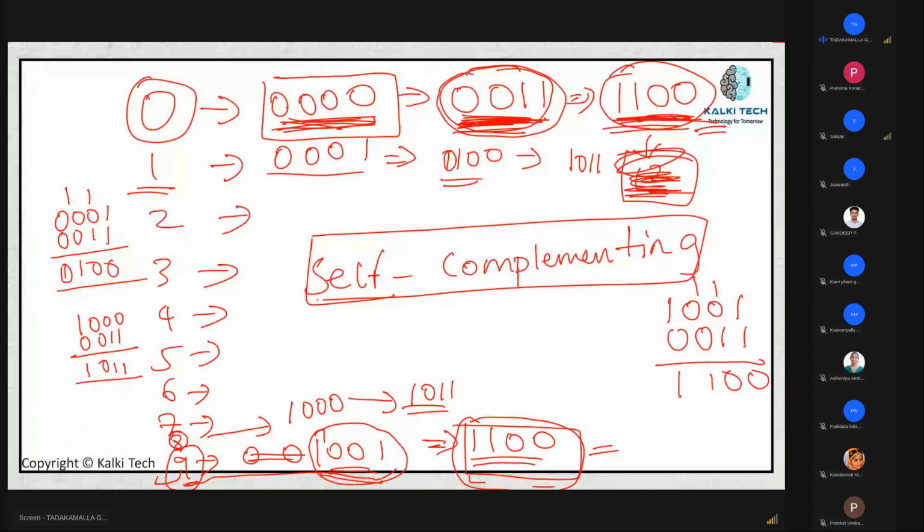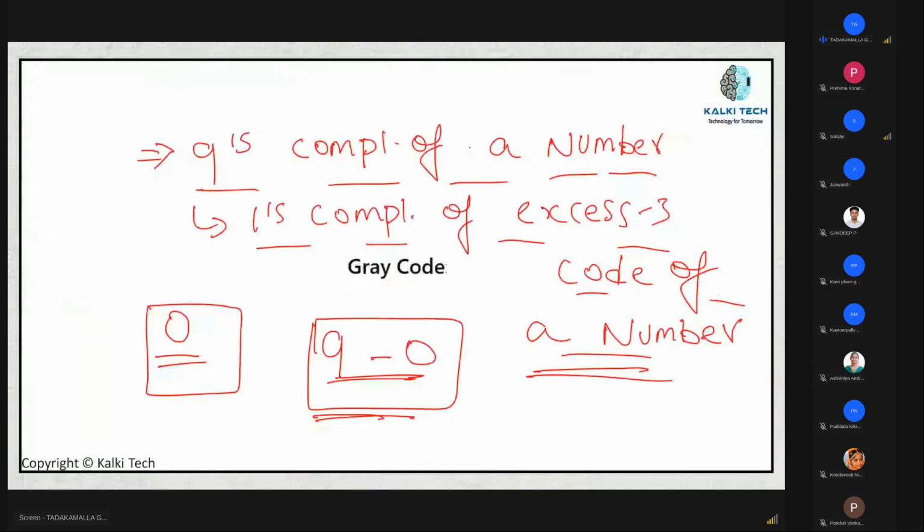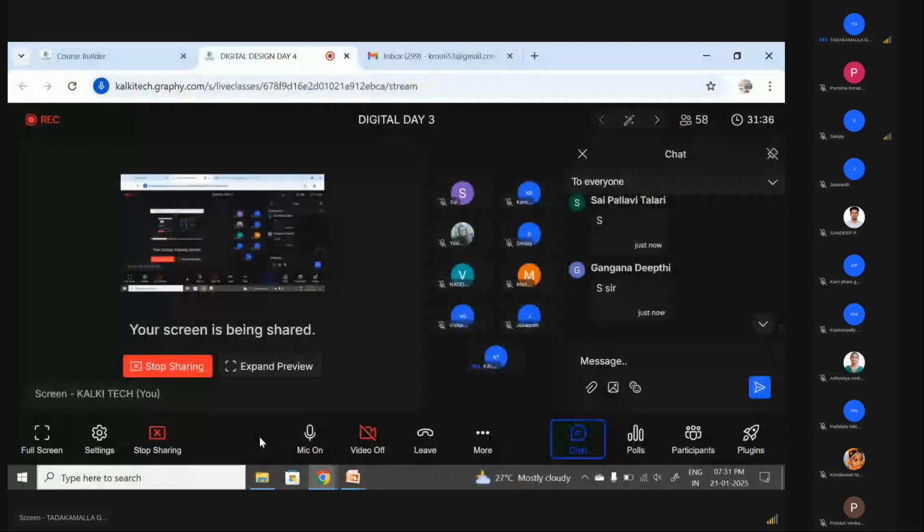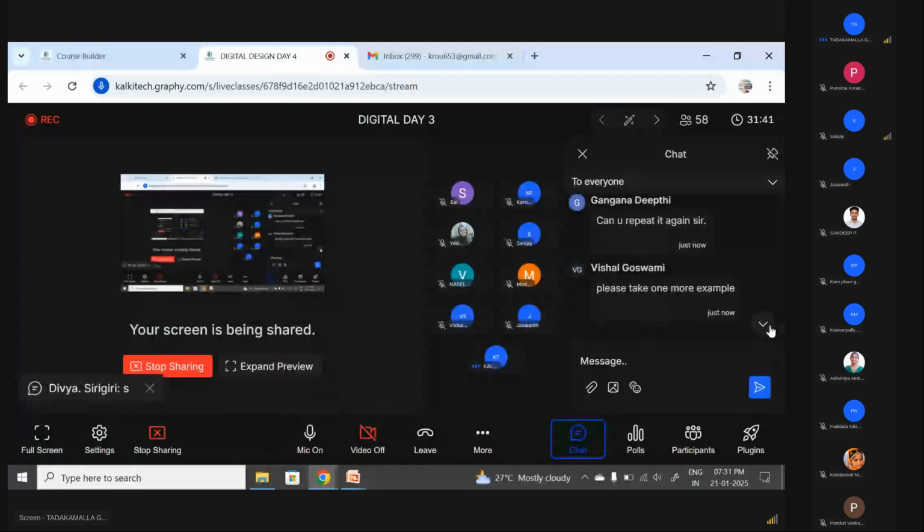So how to find the nines complement of a particular number? You will subtract 9 from that particular digit. Okay, 9 minus 0, you will get the nines complement of a particular number. What I am telling is, you just find the complement of that particular XS3 code. Then you will get the XS3 code of that particular number. That is nines complement in an XS3 format. That's it. Everyone clear? Is it clear for everyone?